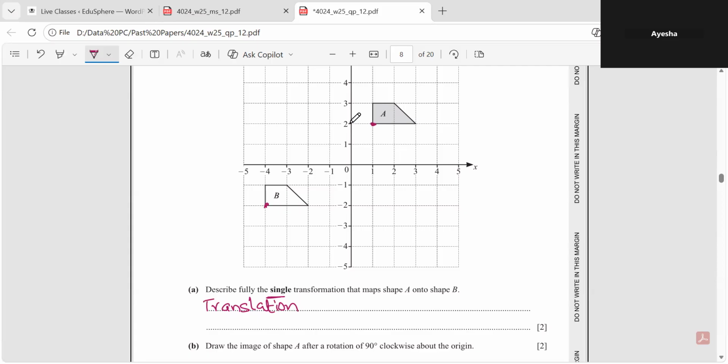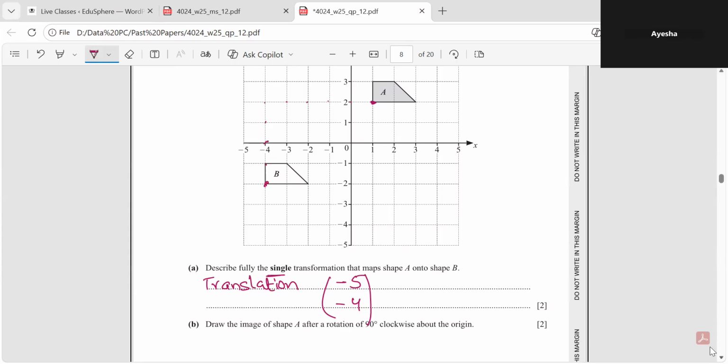So we will move 1, 2, 3, 4, 5 times to the left. On the left side, we know that it's minus 5, translation, and then 1, 2, 3, and 4. Again, negative 4, because when we are moving down, it's negative. Always remember, if we move to the right side, the x is always positive. If we move on the left side, the x is negative. And if we go upward, the y is positive. If we go downward, the y is negative. So this is how we have done it.